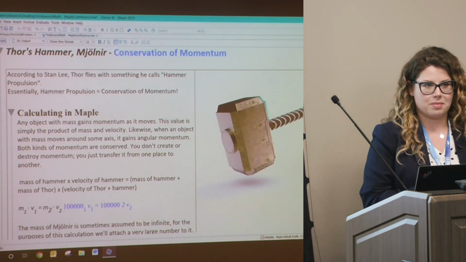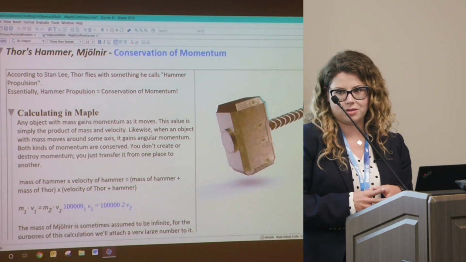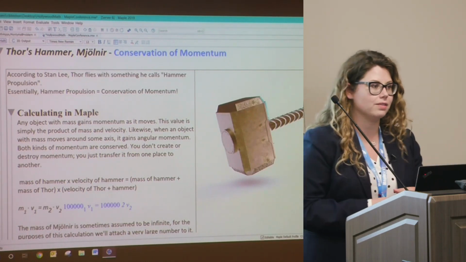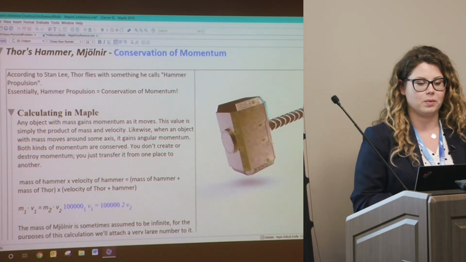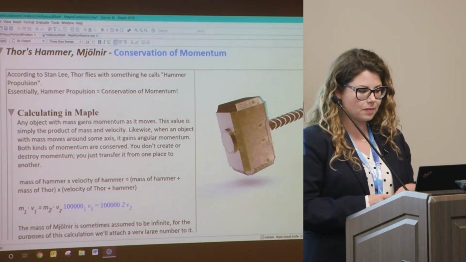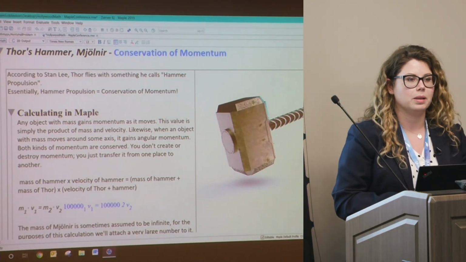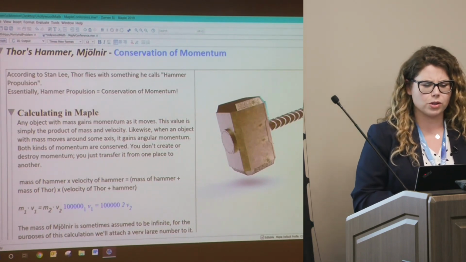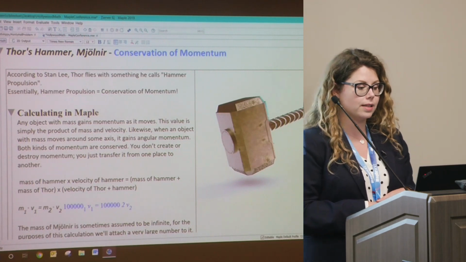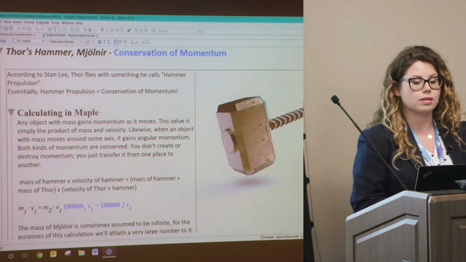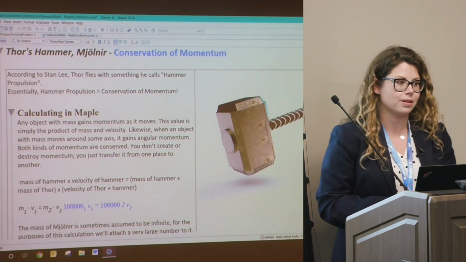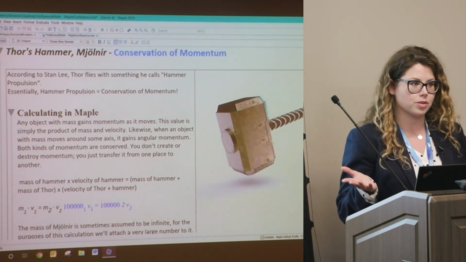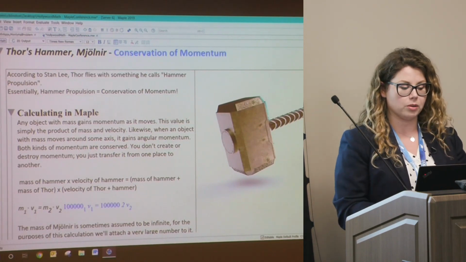So it often comes up that superheroes are magical, godlike even in the case of Thor. We have his hammer, Mjolnir. We often see them kind of breaking the laws of physics. So according to Stanley, Thor flies with something he calls hammer propulsion. What this breaks down to is simply conservation of momentum, a physics principle that we're probably all pretty familiar with.